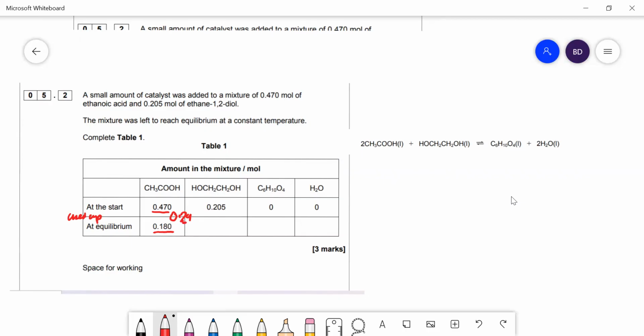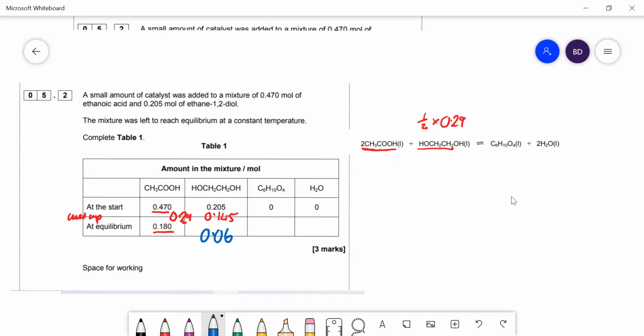Now, if you've used 0.29 of ethanoic acid, we will have used half of that of the diol, so half times 0.29, because every time we use 2 moles of ethanoic acid, we only use 1 mole of the diol. So divided by 2 gives us 0.145. So let's work out how much of the ethane diol we've got left over. It's 0.205 minus 0.145. That gives us 0.06 of that left over at equilibrium.